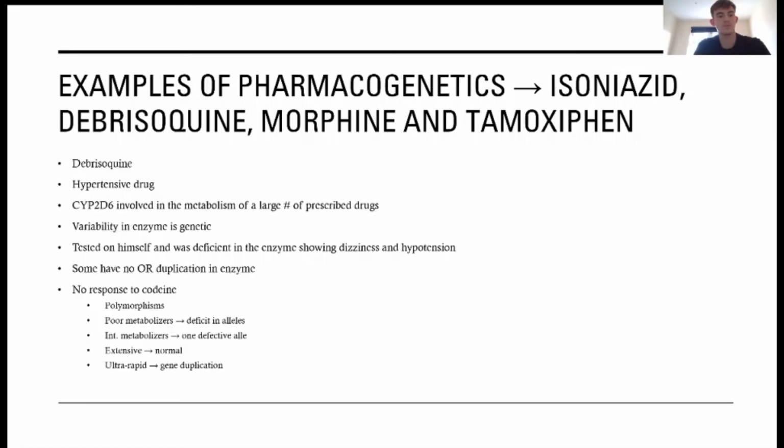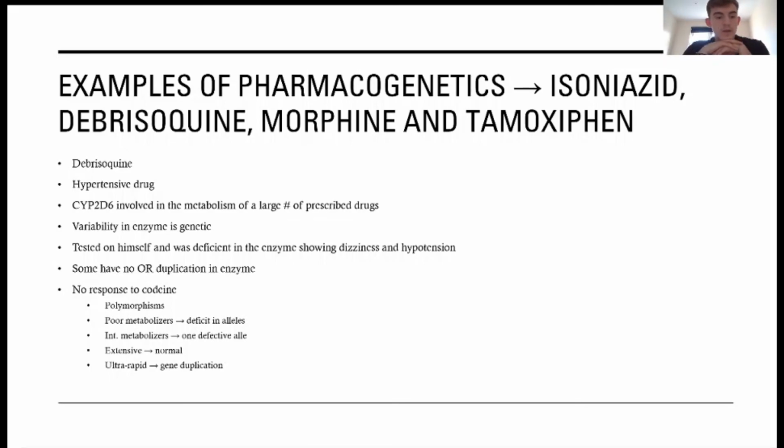Similarly, we've got debrisoquine, and that's an antihypertensive drug. We have the CYP2D6 enzymes involved in this pathway, and in the metabolism of a large number of prescribed drugs. Again, we've got this variability in the enzyme, seen in studies of fraternal twins. Basically, a person can have either no copies or a duplication of the enzyme gene.